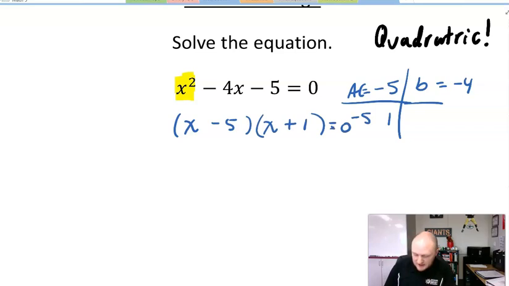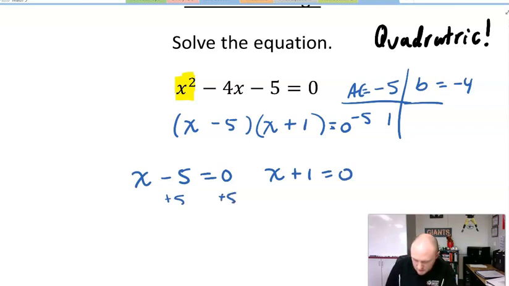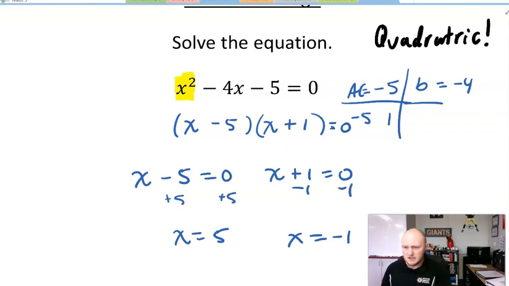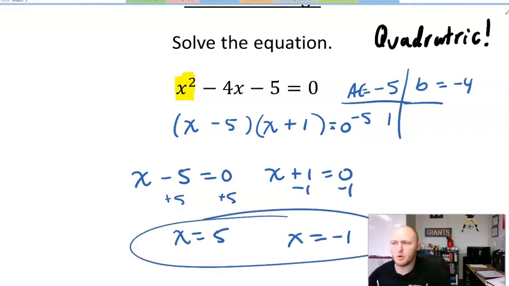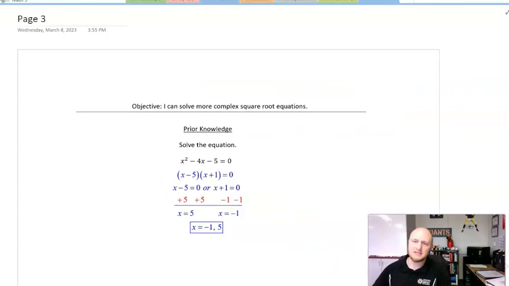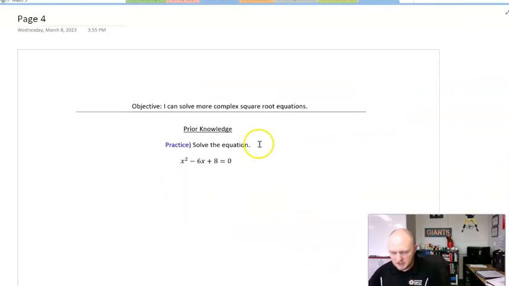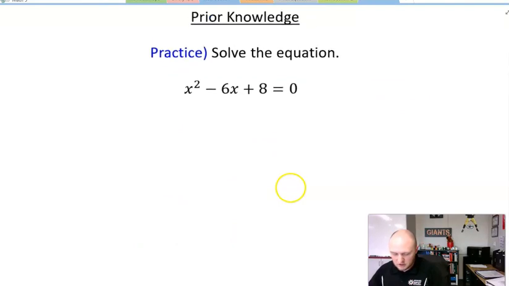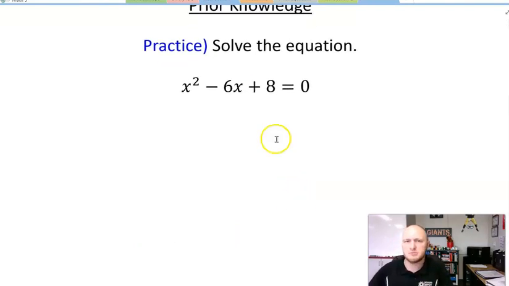Okay, so there's my factorization, and that just means x minus 5 is equal to 0, or x plus 1 is equal to 0. And if I go ahead and solve this, we get x is equal to 5, or x is equal to -1. Okay, so just a refresher on solving a quadratic equation. That's going to be important in today's lesson. And then here's another practice one. You can pause me really quickly. I'll show you the answers just so you get some practice in this area.